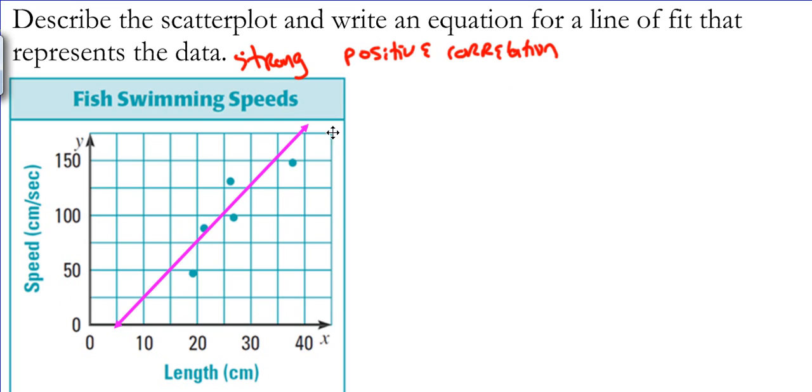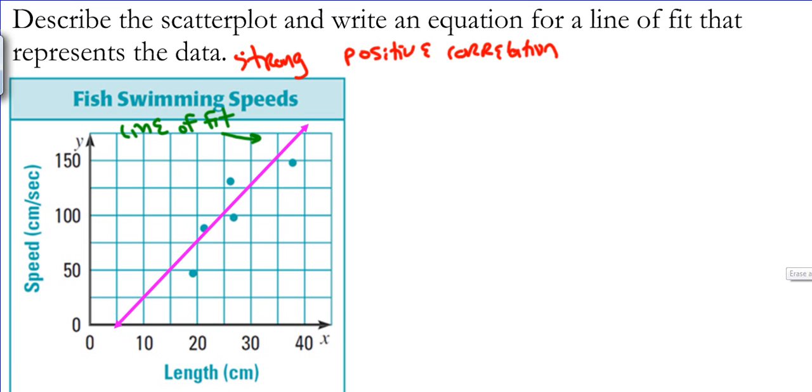Now, this is what we call a line of fit. This line helps us predict certain speeds of certain length fish. What we would like to do then is write the equation of this line. So this is where we get into things that we've been doing before. How do you write the equation of a line?